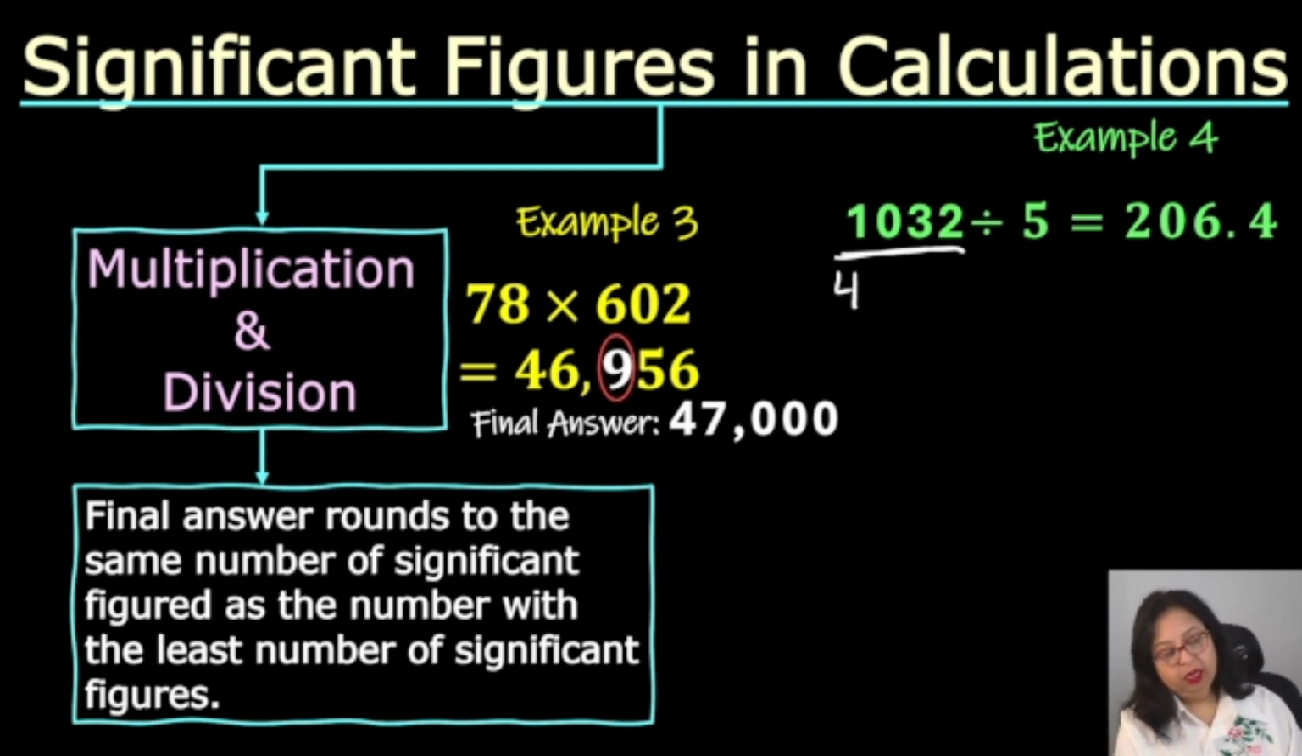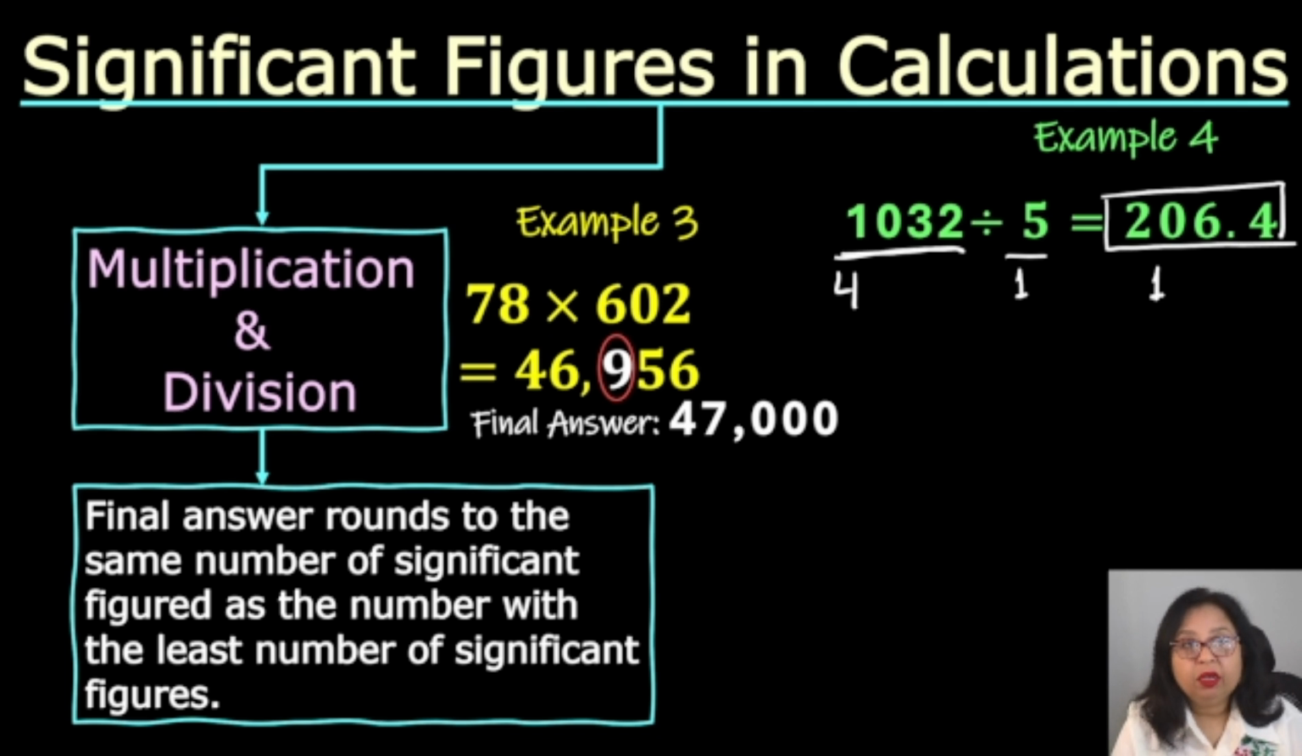4. Okay. 5. How many significant digits are in 5? 1. That means the final answer must have how many significant digits? Only 1. That's what it should have. But 206.4, how many does it actually have? 206.4 has 4 significant digits. So we need to round it off to 1 significant digit.